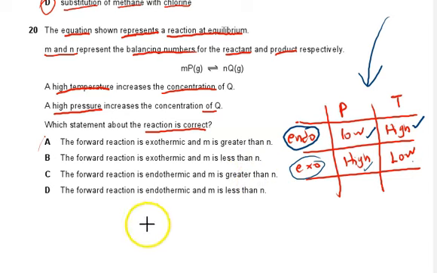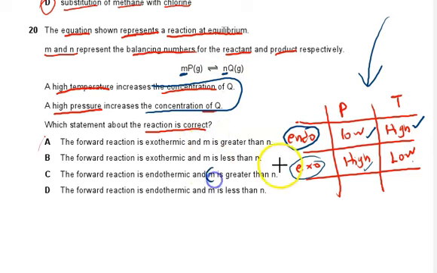But in this case, if you look at it, both of them will be increasing the concentration of Q. So in this case, the M mole here will be greater than N. So this is the only possibility over here. So this is your answer. And let us check the front one, and it should be an endothermic. So your answer here is C.